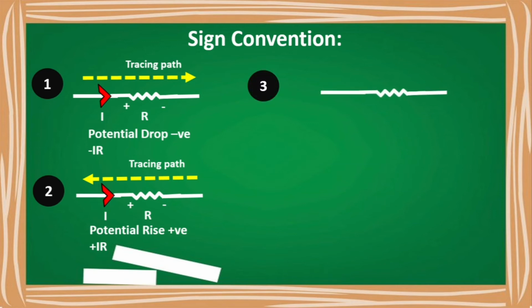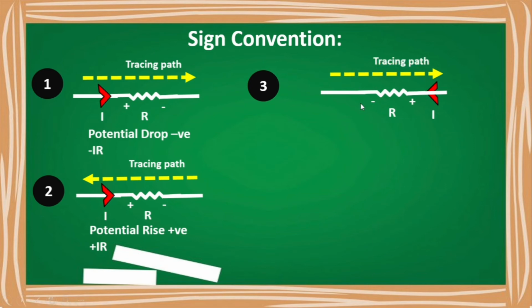Now let us see the third condition. Now again, the direction of current I have changed. If current is entering from this side, then the plus sign should come on this side. Wherever the current enters is plus and where it exits is minus. So this is minus. Now I am not changing the tracing path. The tracing path remains the same.